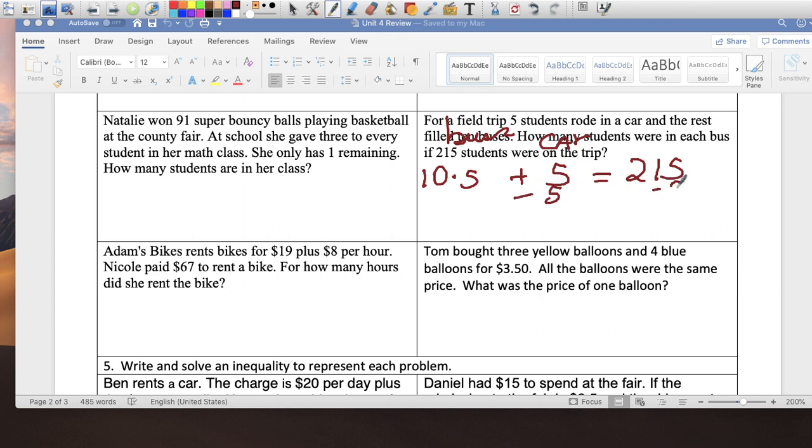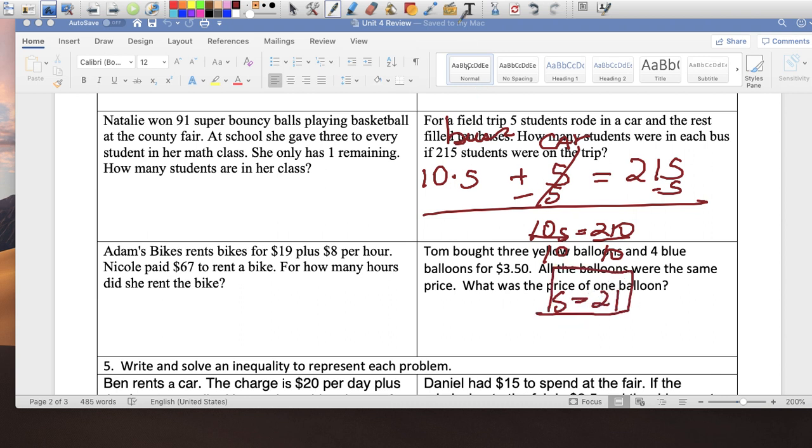Minus 5, minus 5. These two go away. I'm going to get that 10S equals 210. Divide this side by 10, divide this side by 10, and S equals 21. So how many students were in each bus? 20.